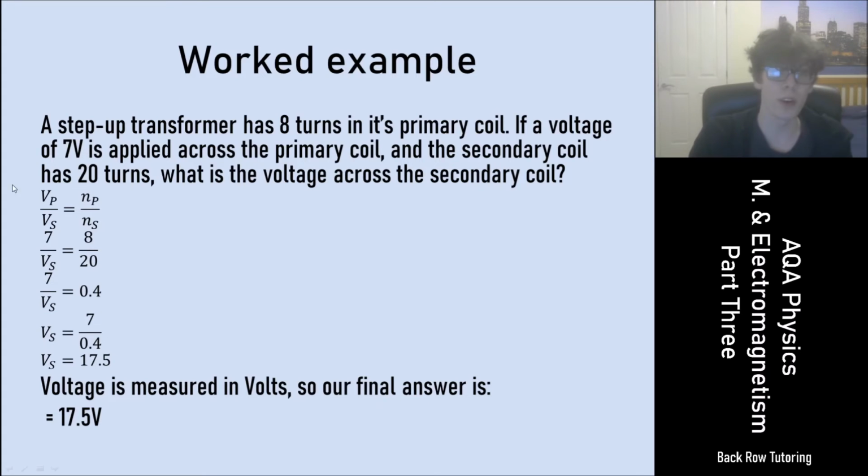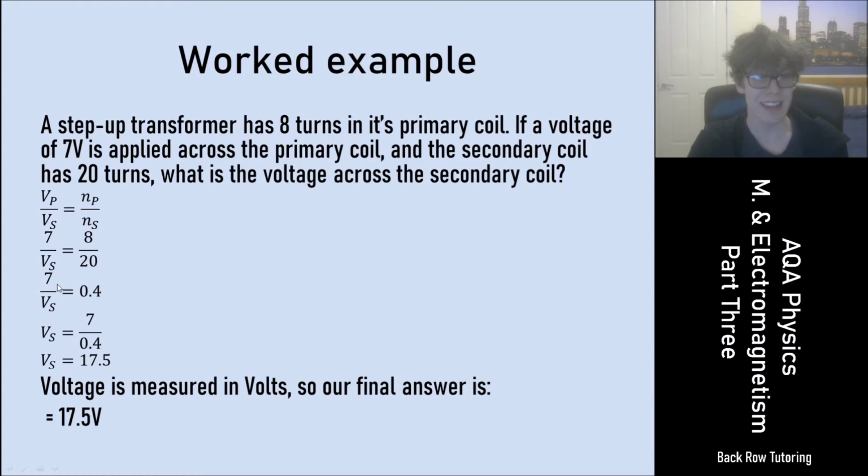Okay, so the first thing we're going to do is write out our formula. The voltage across the primary over the voltage across the secondary is equal to the number of turns in the primary over the number of turns in the secondary, okay? So we're going to sub in with values. So that leaves 8 over 20 is equal to 7 over the voltage of the secondary coil. Well, 8 over 20 is equal to 0.4, so 7 over Vs is equal to 0.4.